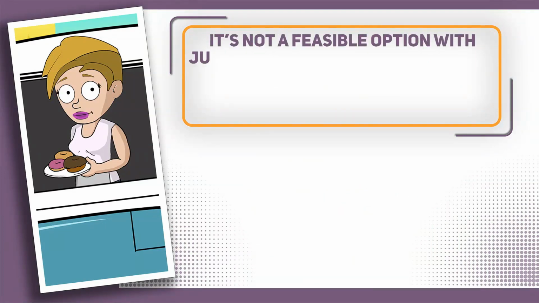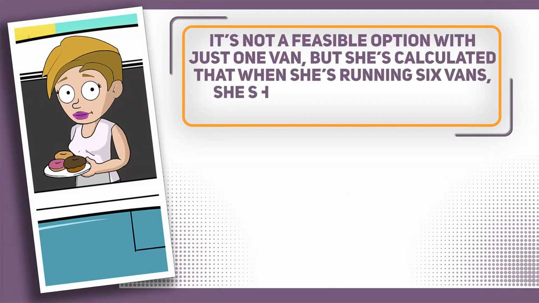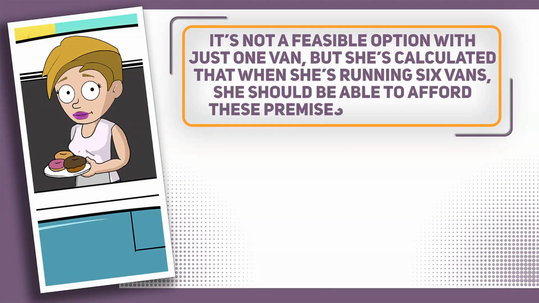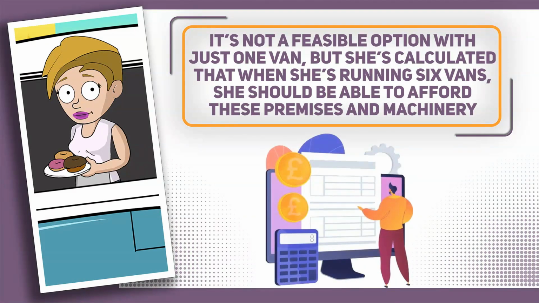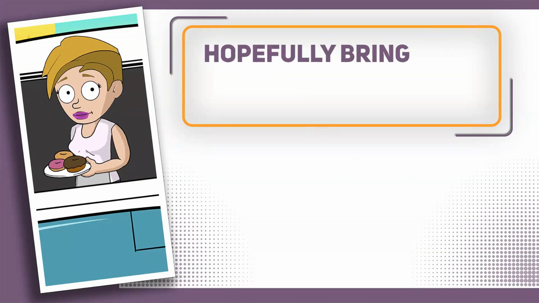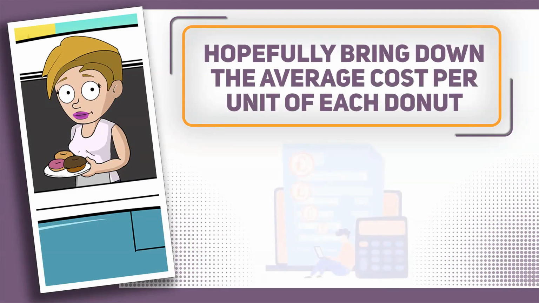It's not a feasible option with just 1 van, but she's calculated that when she's running 6 vans, she should be able to afford these premises and machinery. Having a professional kitchen like this will make Lottie's donut production much more efficient and less labour intensive, and hopefully bring down the average cost per unit of each donut.